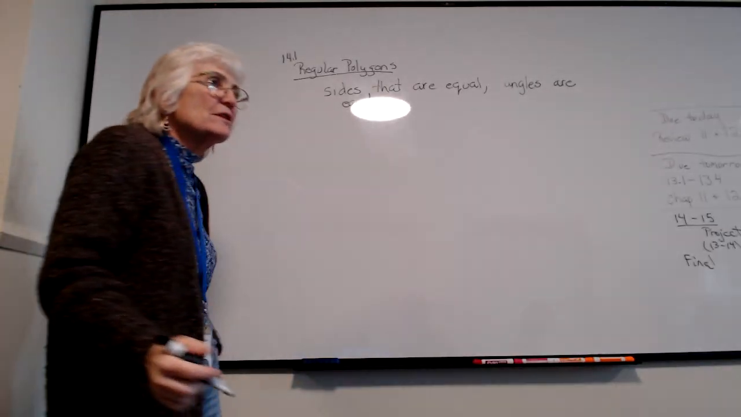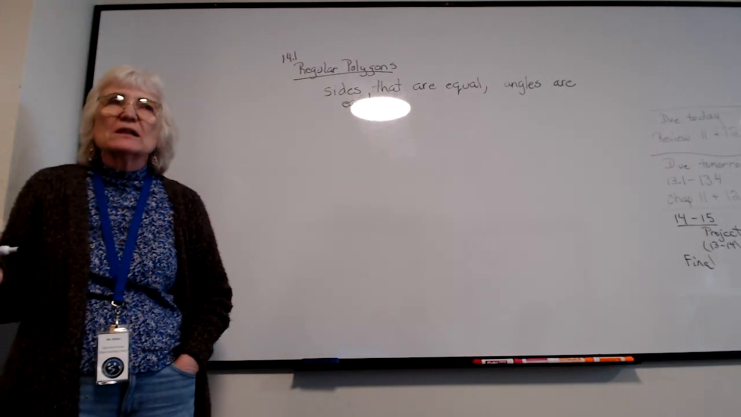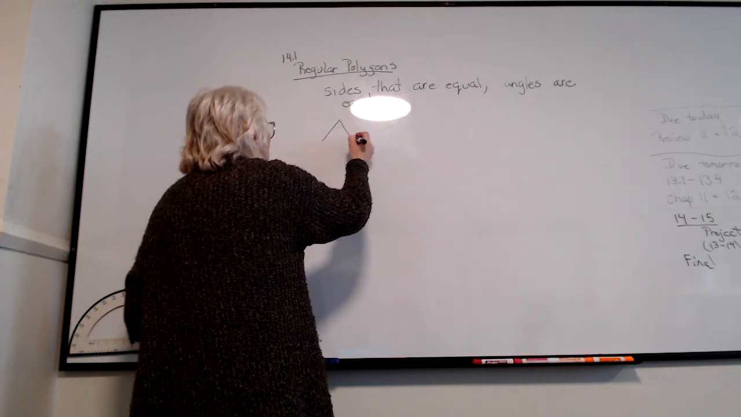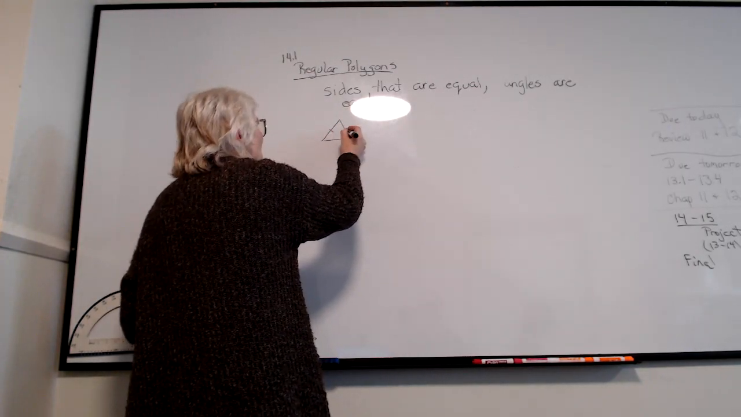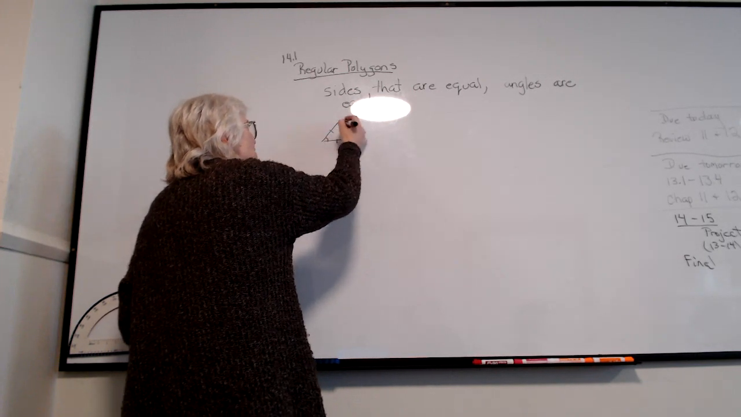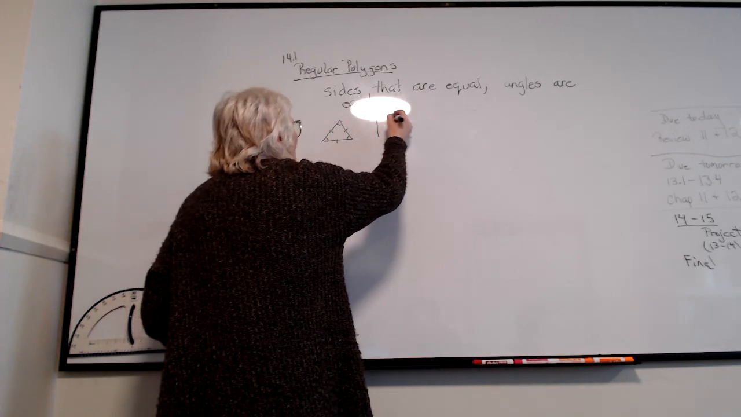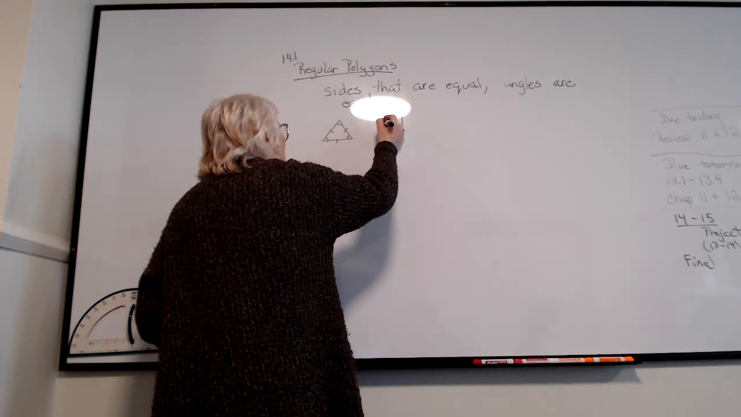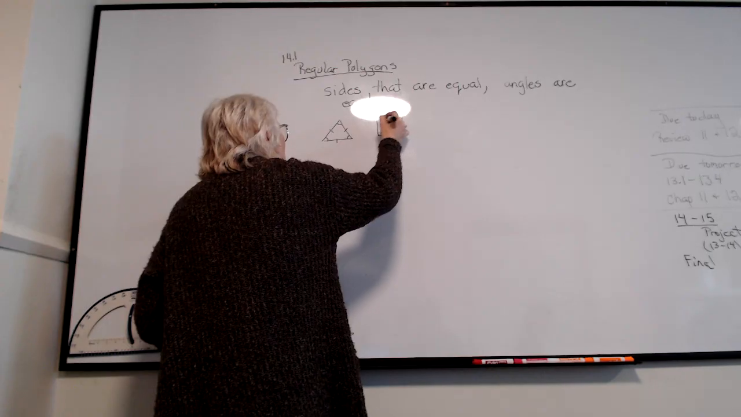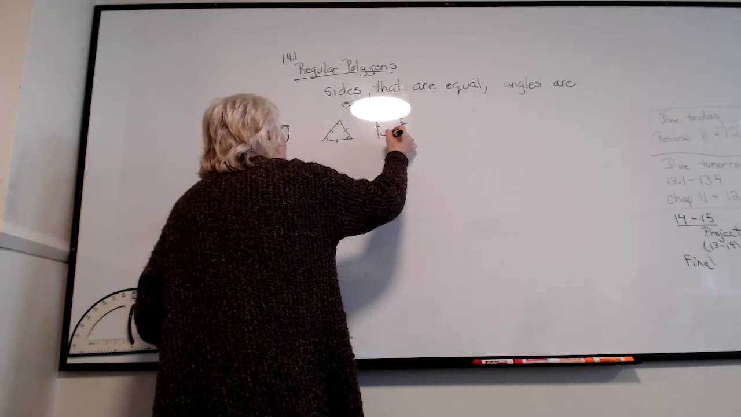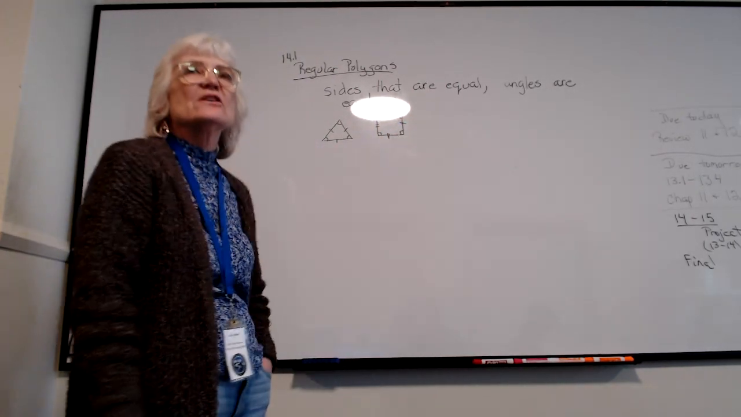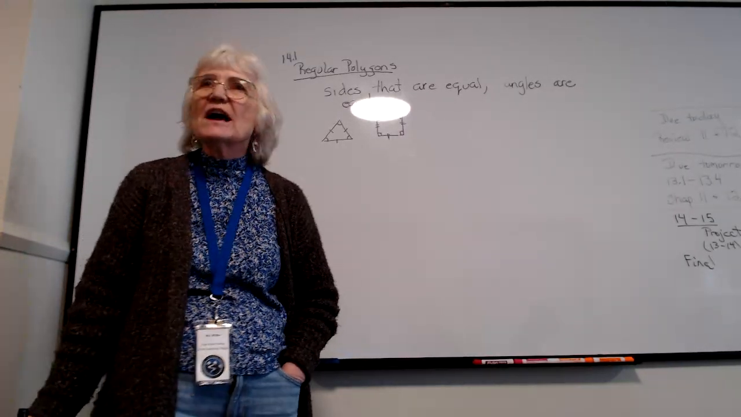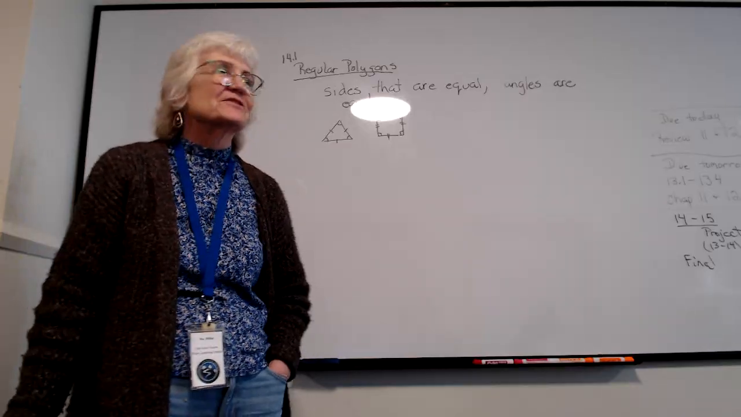So when we're looking at regular polygons, the equilateral triangle is one, because all the sides are the same and all the angles are the same. A square is one. Okay, guys, let's pay attention to what's up here. The square is one. I cannot draw a pentagon at all, but that's one where all sides are the same and all the angles are the same.